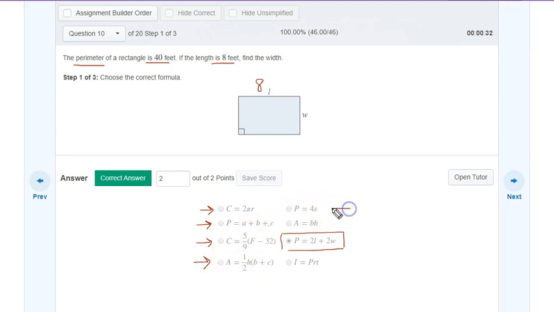This is perimeter of a square where all the sides are the same. This is area of a rectangle or a parallelogram, primarily a parallelogram. This is perimeter of a rectangle, and this is interest formula. Now, we've picked out the right formula.